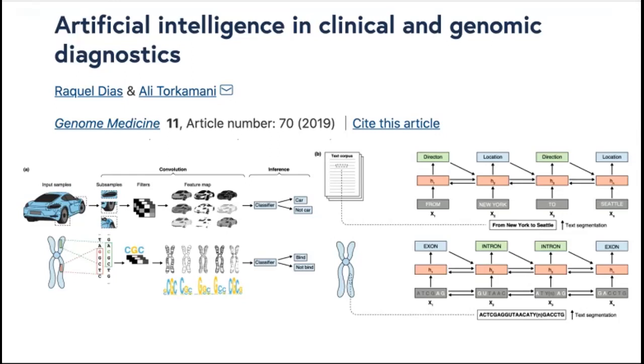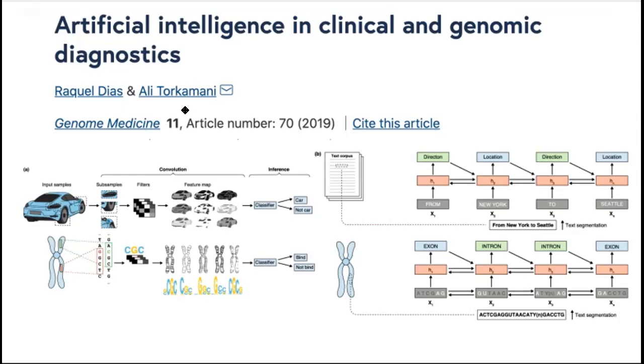We have to use some sort of smart technology, something that's able to take all this information and just produce something useful from it. And this article was pretty interesting. So, artificial intelligence in clinical and genomic diagnostics, they're basically saying AI is already here, and we've been using it for a long time.